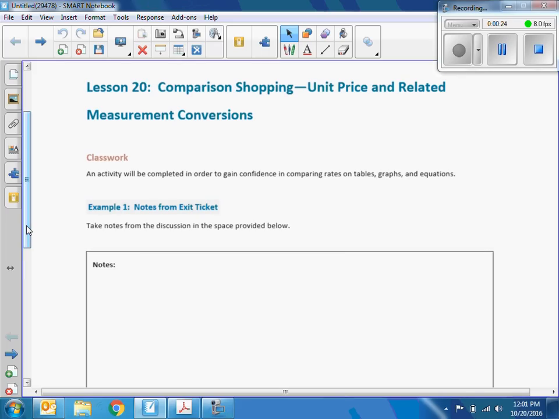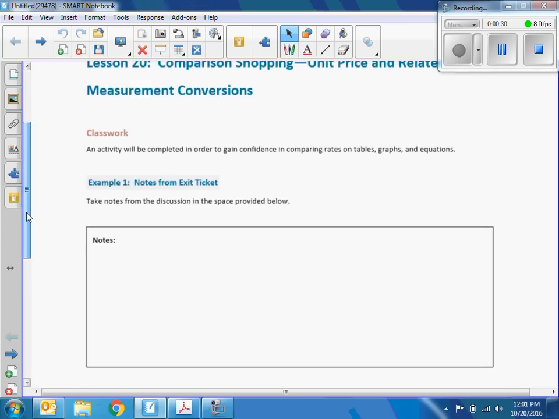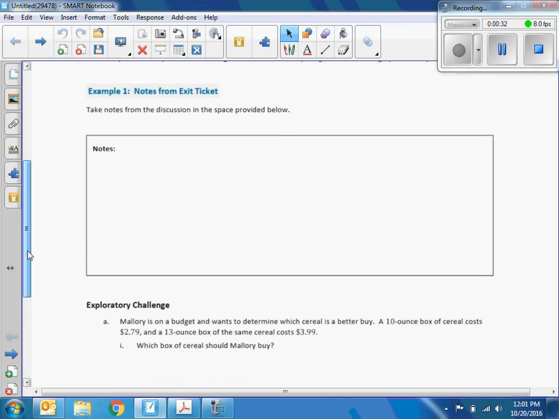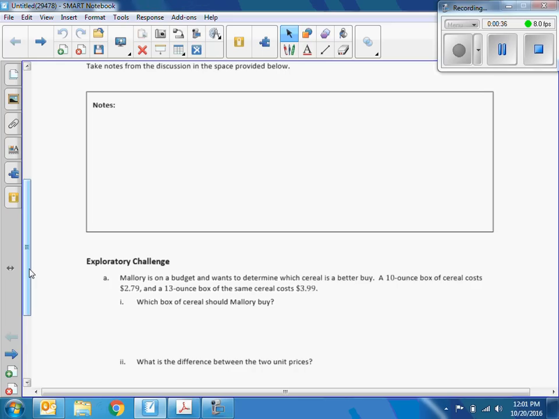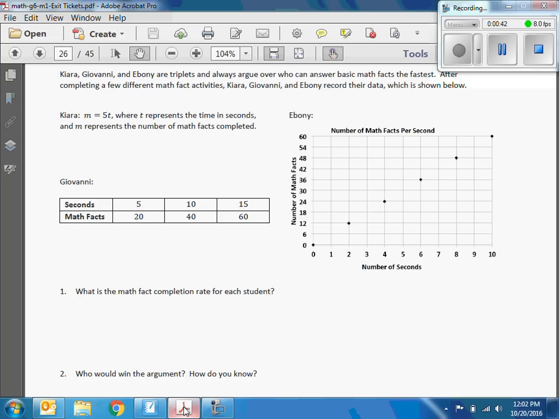Classwork and activity will be completed in order to gain confidence in comparing rates on tables, graphs, and equations. This lesson began with notes from the exit ticket. Take notes from the discussion in the space provided below. So I'm going to go to the exit ticket right now from lesson 19, and we're going to talk about it. So here it is.